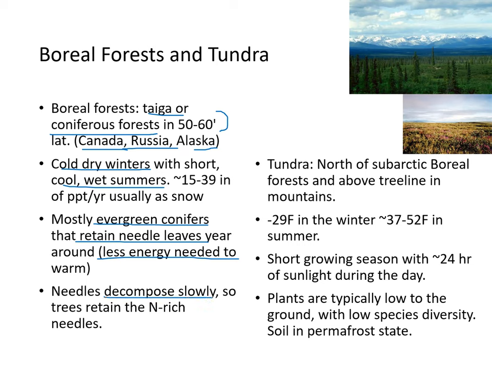Needles decompose slowly, so trees retain nitrogen-rich needles. And then there's the tundra, which is the north of subarctic boreal forests, or above the tree line of the mountains. They're very cold in the winter. They have a short growing season with 24-hour sunlight during the day. And plants are typically low to the ground with very low species diversity.